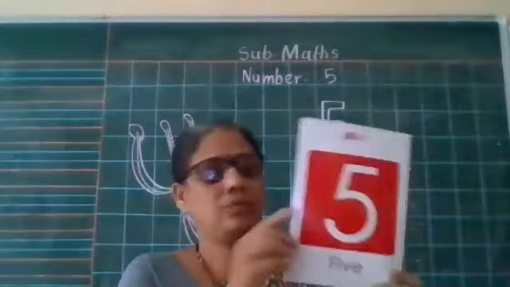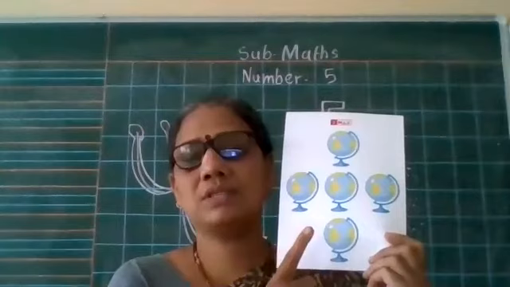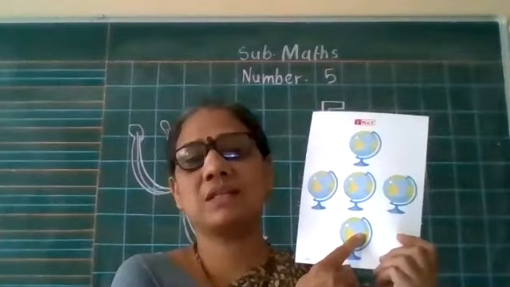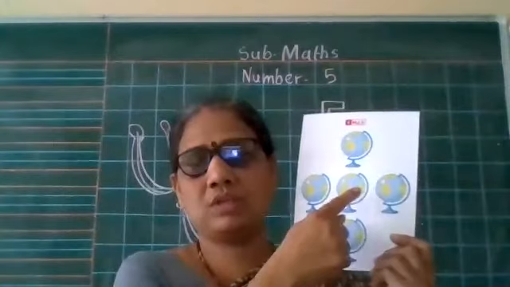And what is this? These are globes. Count these globes. 1, 2, 3, 4 and 5. How many globes are there? 5.